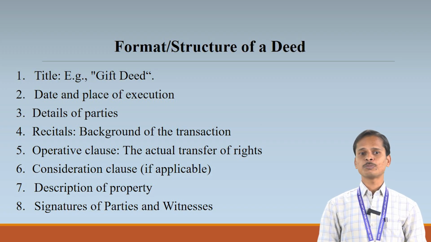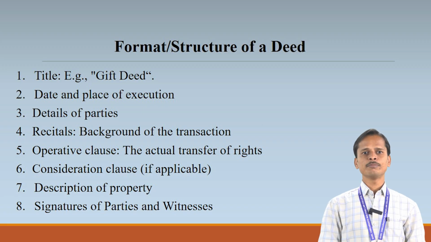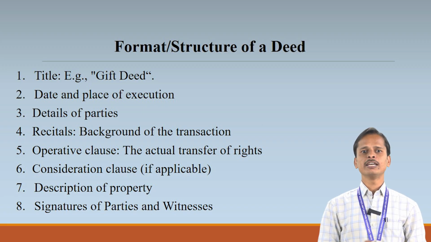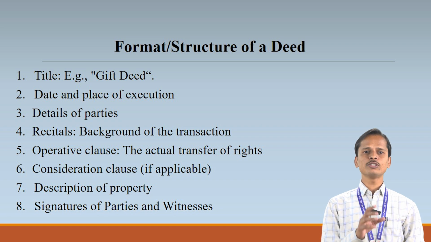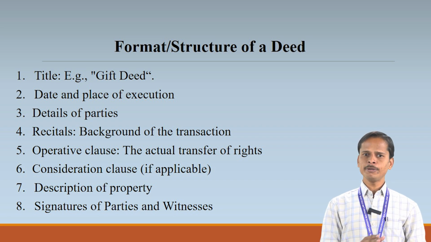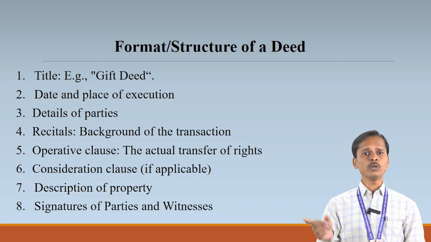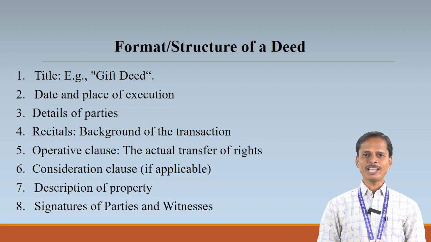Third, the details of the parties. Here we describe the donor and donee with their names, addresses and other identifying details. Fourth, recitals. This section gives background and circumstances leading to the gift. Fifth, operative clause. This is the heart of the deed, where the donor states that the property is being gifted and donee accepts it.